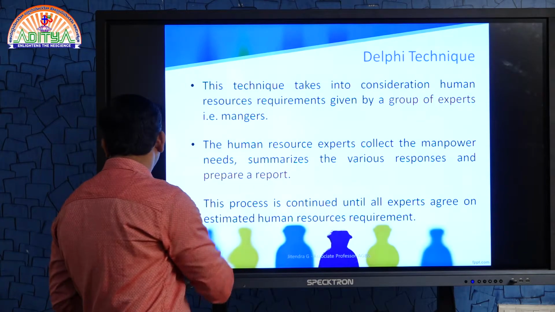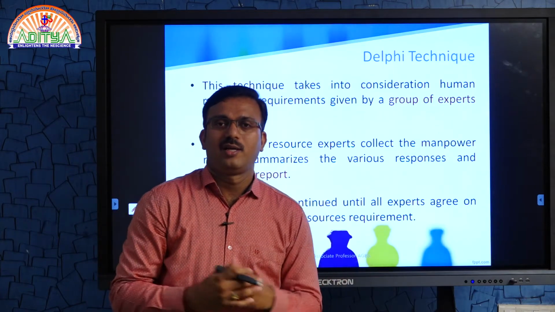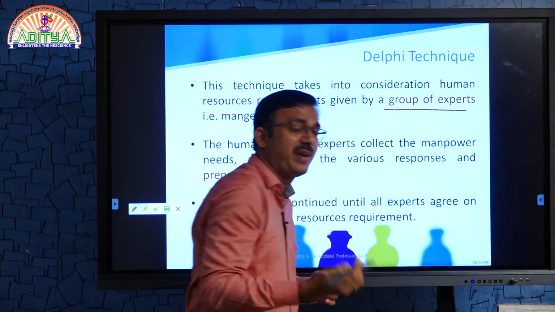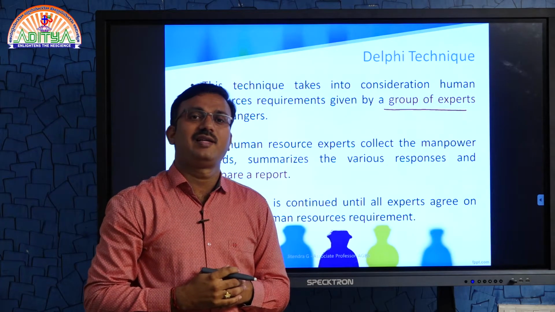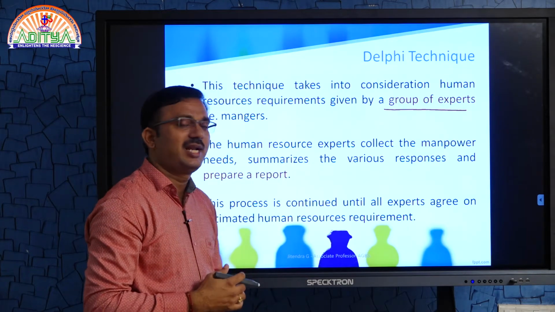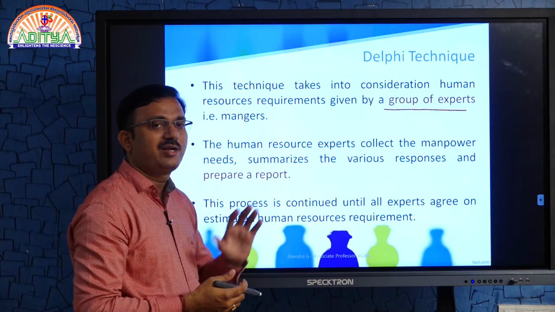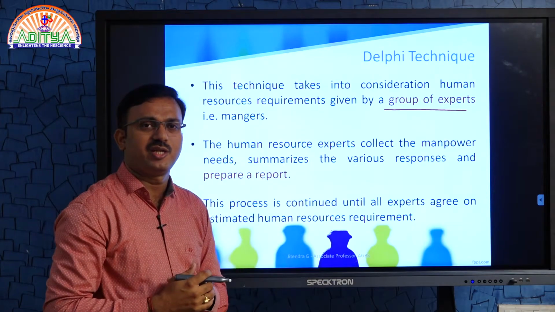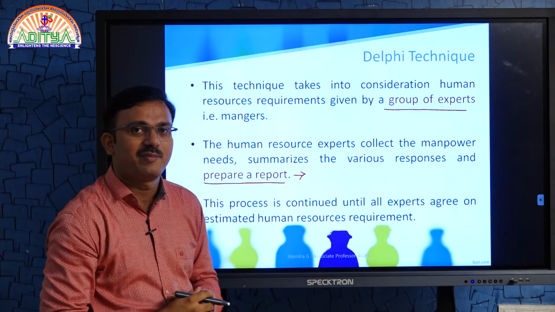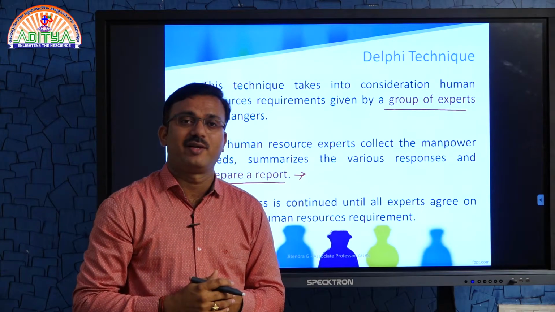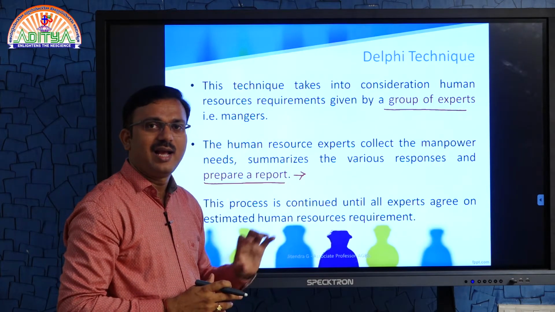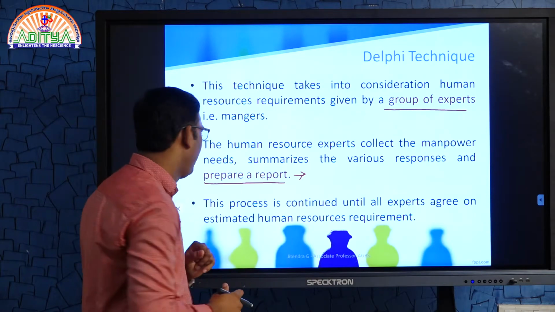Next method is Delphi technique. Delphi technique does not consume much time, and here a group of experts, or a group of managers, sit together and decide the number of employees that are going to be required. Here the human resource experts collect the manpower information, summarize it by considering various related information, and prepare a report. Once they get the final information and acceptance from all the people on the number of manpower required, only then do they finalize. Simple, all the managers sit together and decide the number of manpower required.